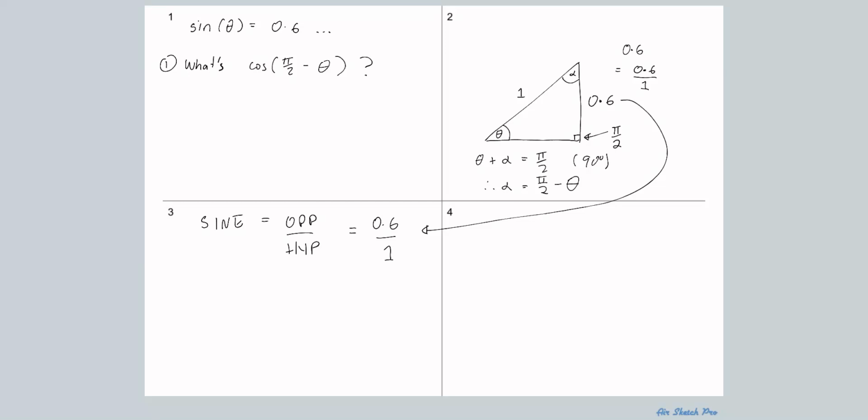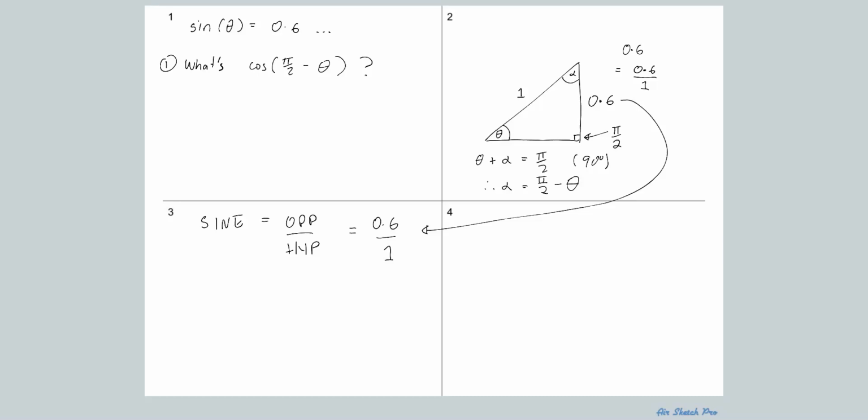Remember, the triangle is big or it's small, but the ratio remains the same. So the fact that I've arbitrarily given it a hypotenuse of 1 doesn't matter. If I had a hypotenuse of 2, then the side value there would be 1.2, double it. If I double each side, the angle remains the same. So we've now got 0.6.